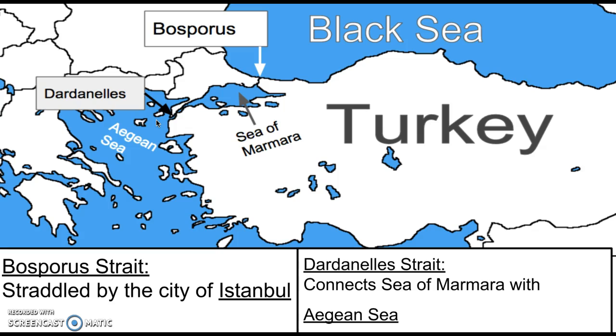So, two Turkish straits. The Bosporus is the one in the most northern part. You can hardly even see it. And then the Dardanelles is the more southern strait.